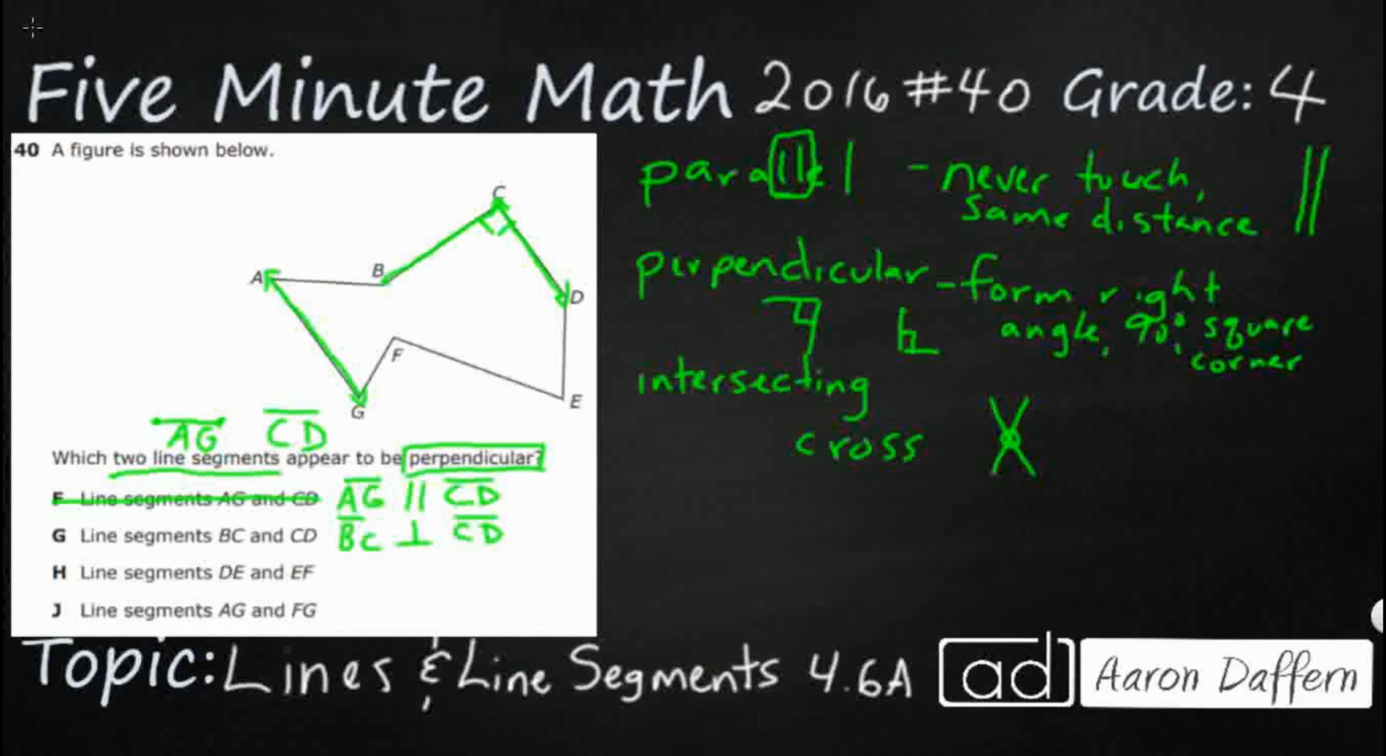I've got DE and EF. Take a look at this angle right here. It's an acute angle. It's not quite a right angle, so they just intersect. There's not anything fancy about that. They just intersect, so that's not quite what we're looking for. And then AG and FG, same thing. Here's your AG, but then your FG, they just intersect again. They don't do anything fancy, like they're not parallel or perpendicular. So we've got two sets that are intersecting, but what we're looking for is G.